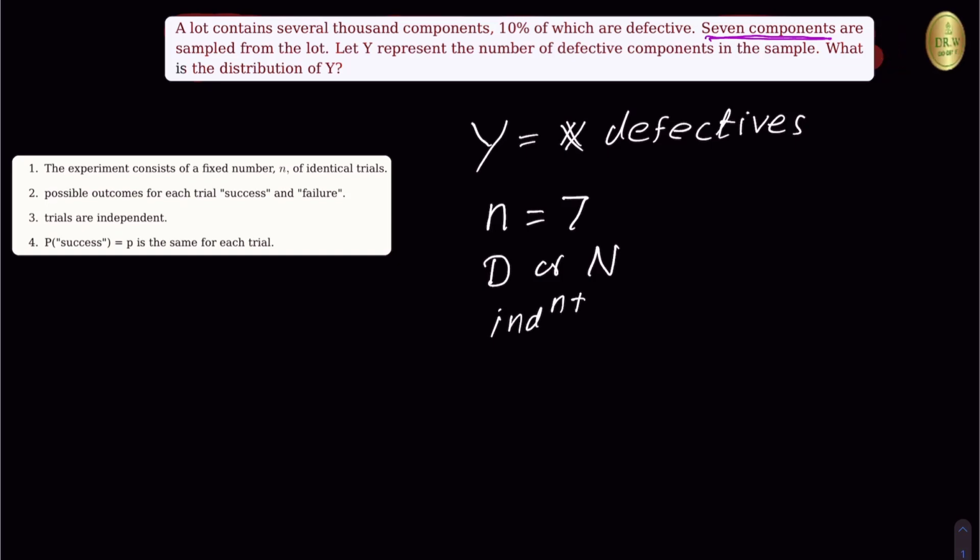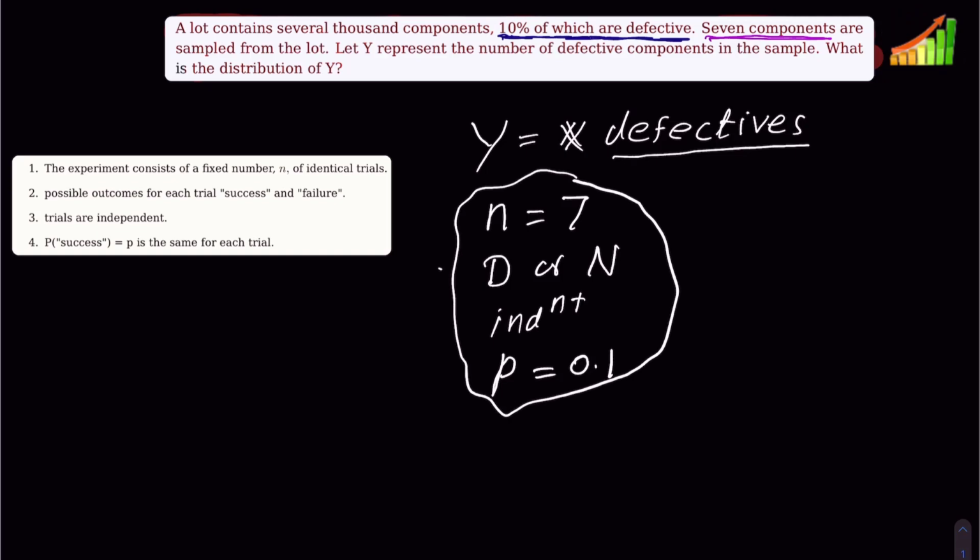The last one, the success probability. The success probability is p. So what is the success probability? Here, first go with the Y. Y is the defective components. Therefore, the success probability should be the probability of defectives. So what is the probability of defectives? You see, 10% of which are defective. Therefore, the success probability is 10%, that means 0.1. Now we know all 4 conditions are satisfied. Therefore, Y has a binomial distribution.